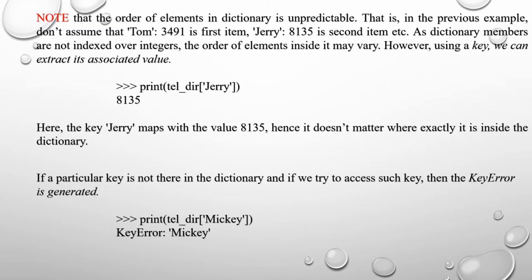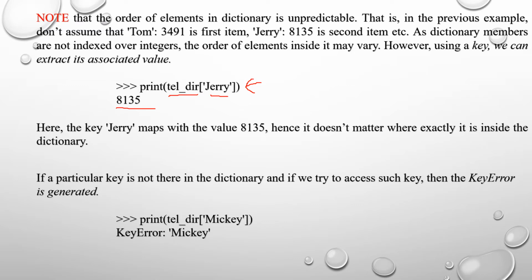So for example, we print tel_dir, which is my dictionary name. Within a square bracket, I specify the key. The key is Jerry, so this instruction is going to print the value paired with Jerry. The value is 8135. So here the key Jerry maps to the value 8135. Hence it does not matter where exactly inside the dictionary it is.